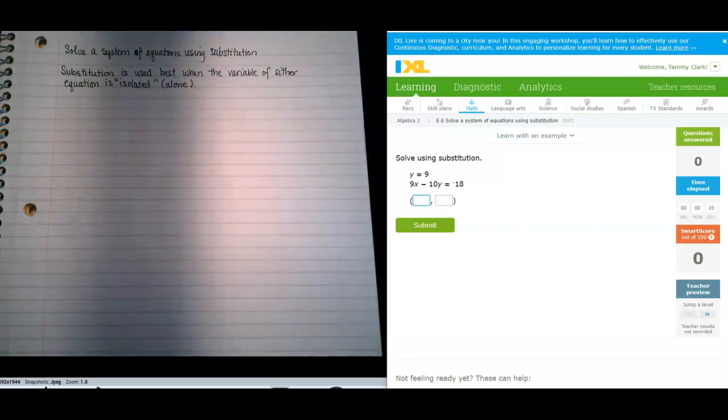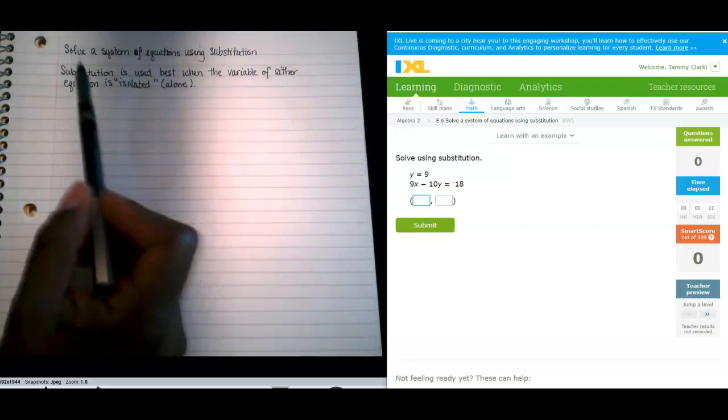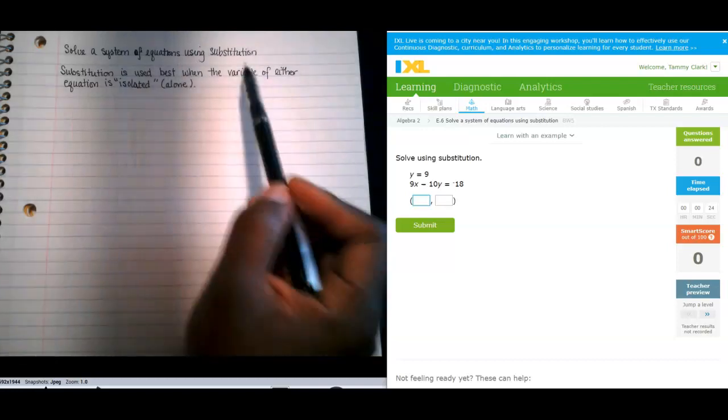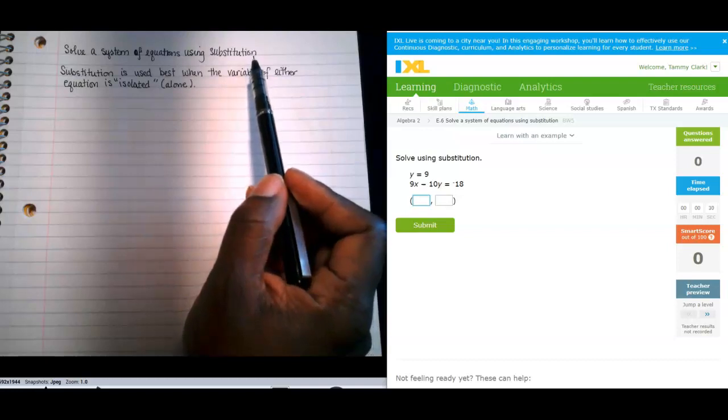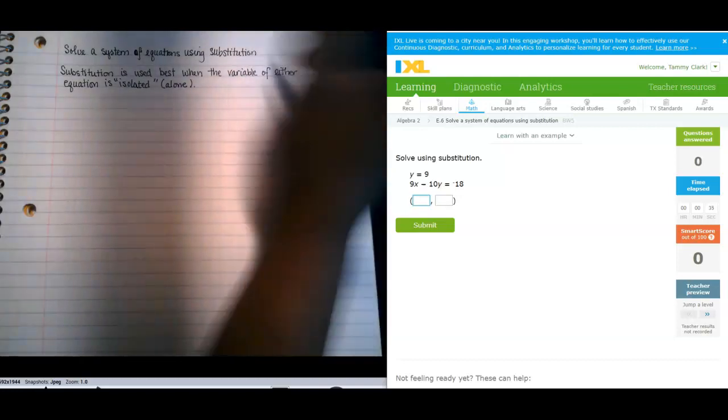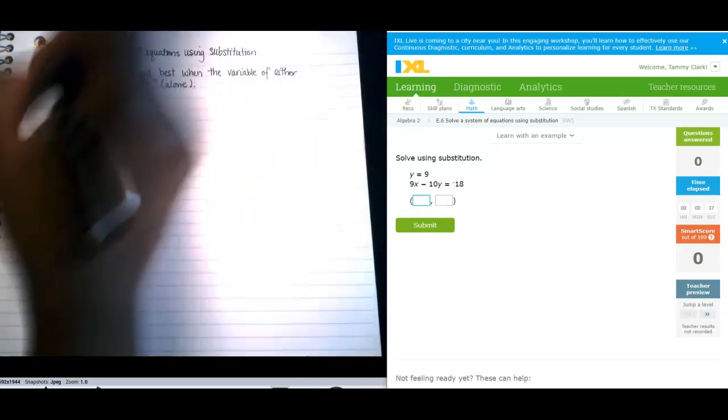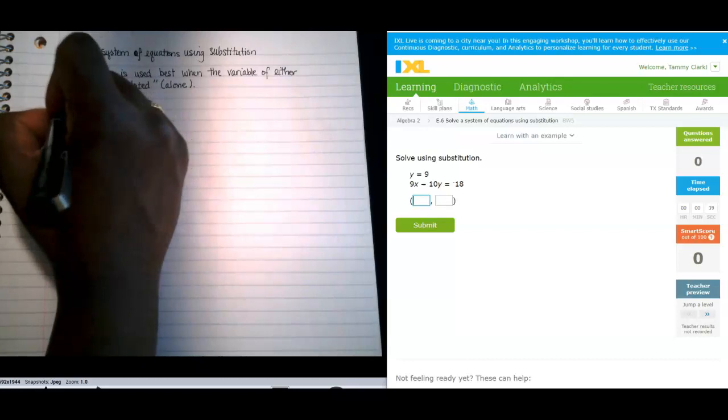Hello, today we're going to look at solving a system of equations using substitution. Now when you think of substitution, what I want you to think of is taking something out and putting something in its place. So again, substitution.